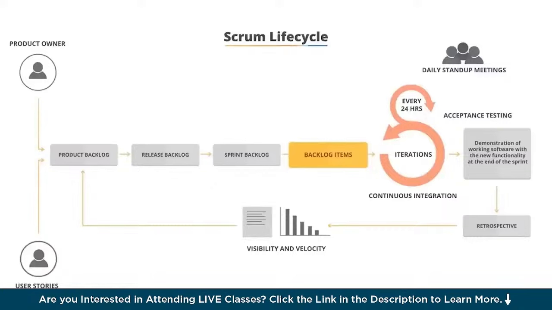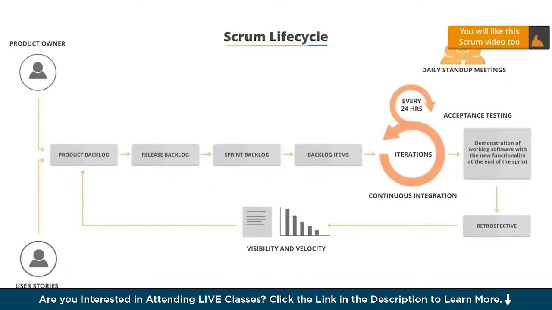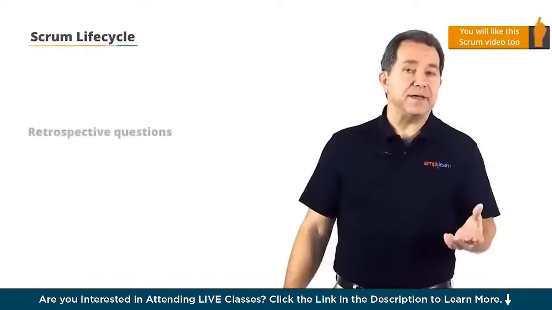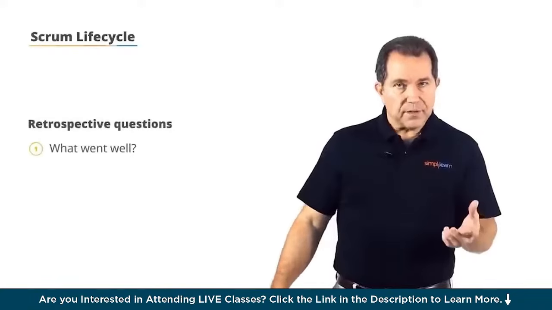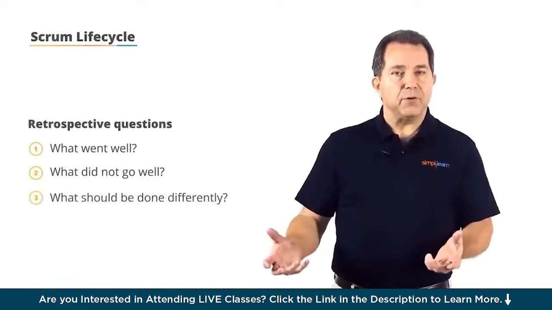As the code is written, it is integrated into the system, and daily scrums are held. At the end of a sprint, there is a sprint review where the working software is demonstrated and presented to the customer for acceptance. The team then conducts a sprint retrospective. During the retrospective, the team looks at primarily 3 things: what went well, what did not go well, and what should be done differently going forward.